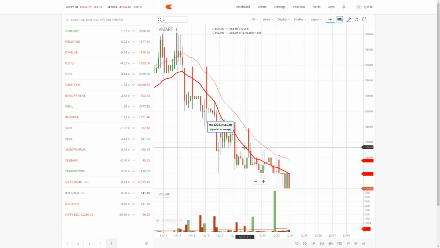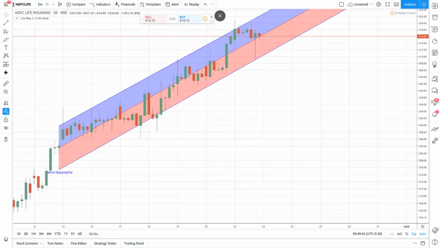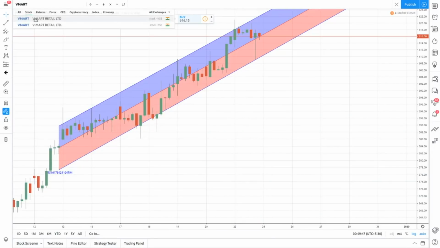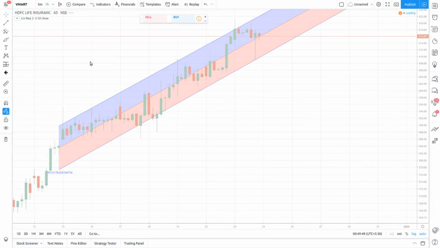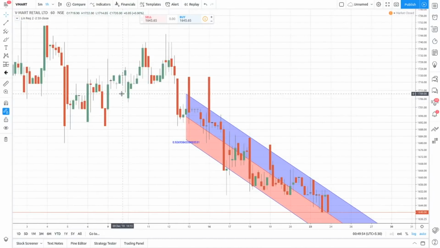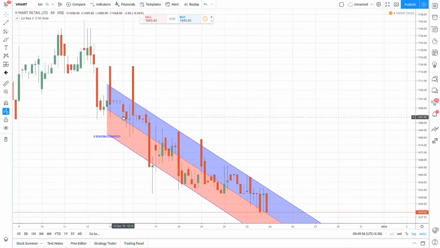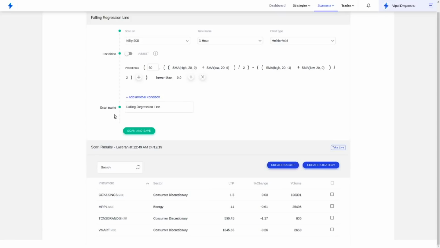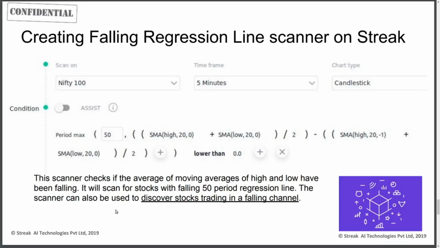Let me plot this with the actual calculation of regression lines. So we see that it truly is a falling regression. Even the same thing is being identified here. This is how with Streak scanner you can easily identify across 500 stocks that these are the 4 stocks where the regression line is falling or going down.